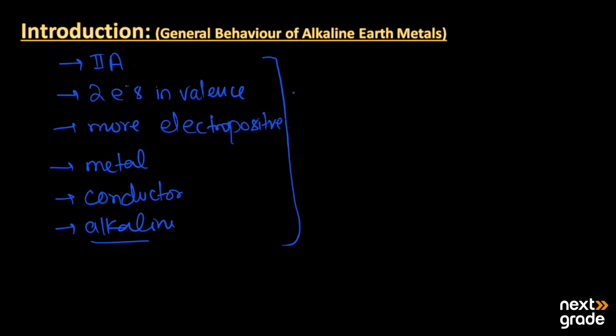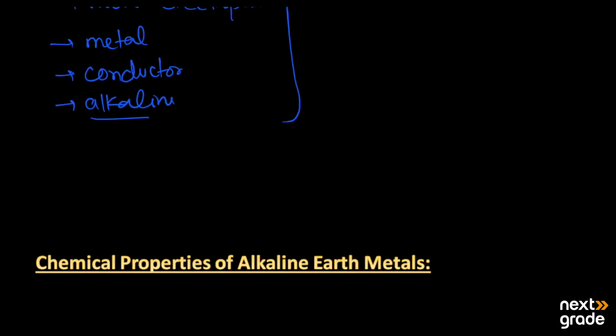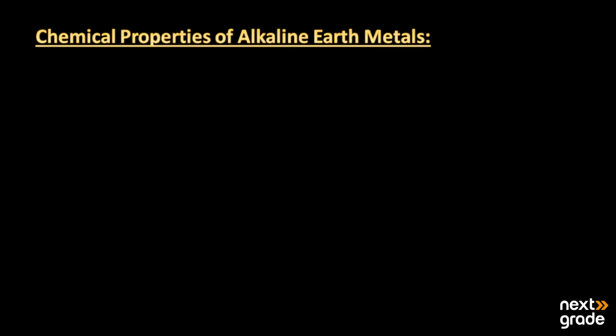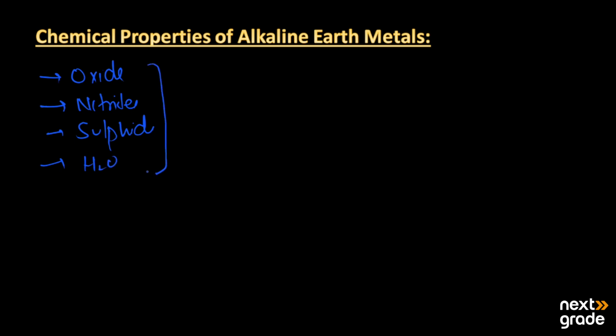Depending upon this, we will discuss some chemical properties of the alkaline earth metals, which depend upon their reactivity with other elements. So the first one we can have a look at: it can form the oxides, it can form the nitrides, it can form the sulfides, and it can react with the water. So all these are some chemical properties of the alkaline earth metals.